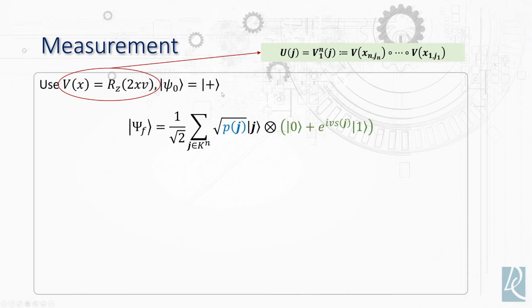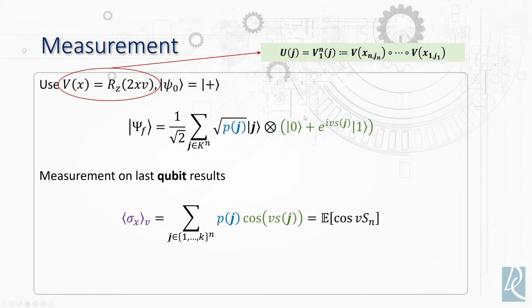Now the final state that we will have when we're finished with this is going to have the probability density function, or the square root of it. And here, as I just mentioned, is the relative phase, where there's just a prefactor v, and the s would be the sum of xn jn plus and so on, x1 j1. The measurement is done on one single qubit, and that will yield the results that we need.